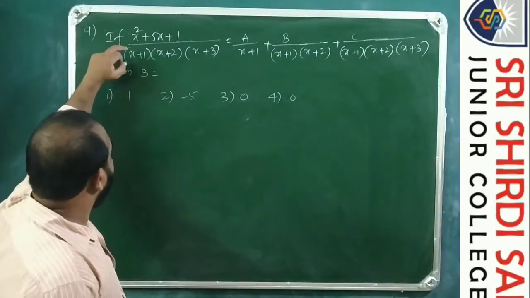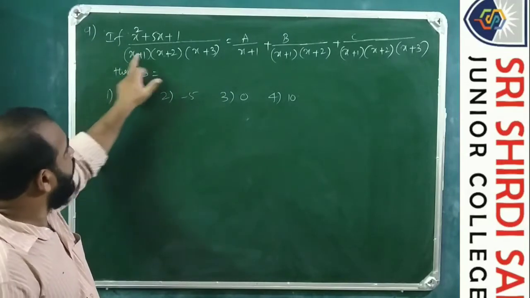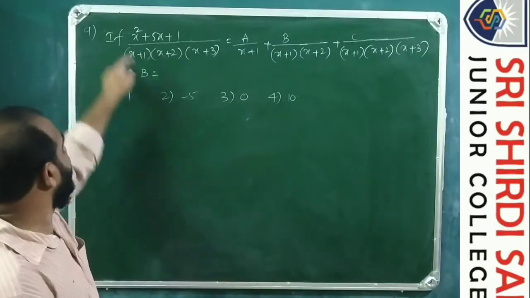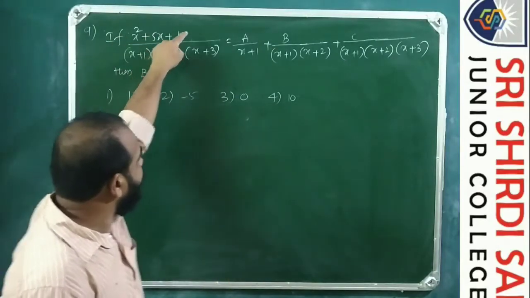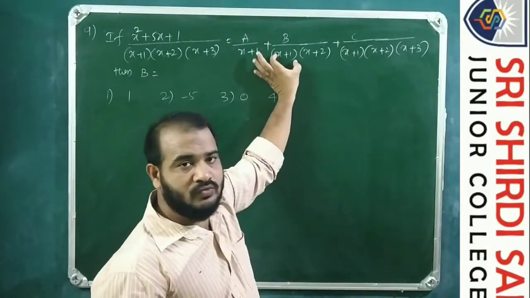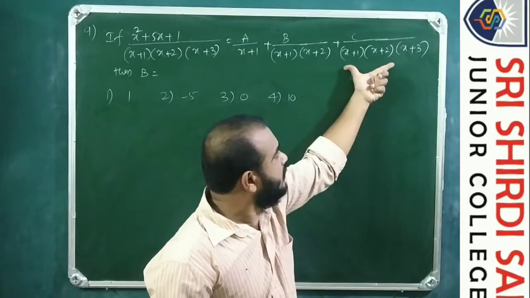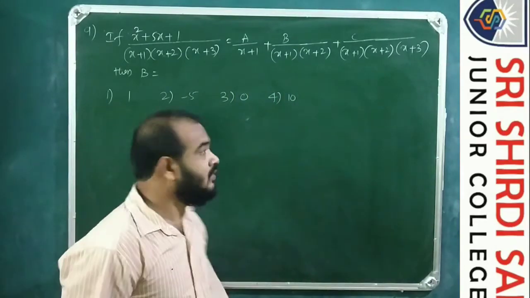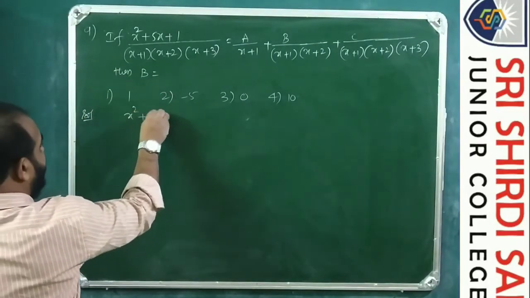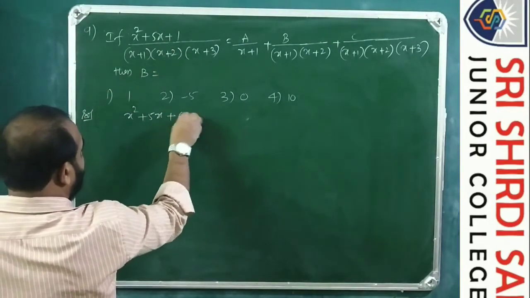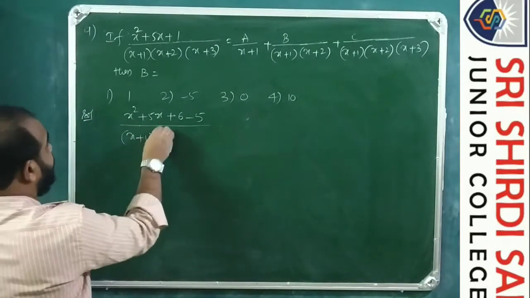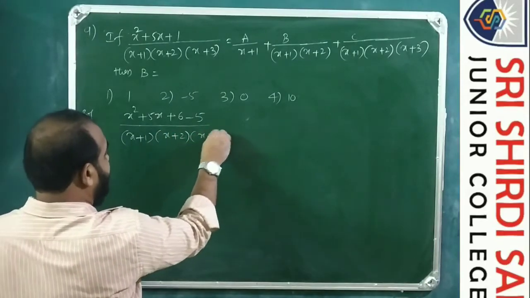So normally if we see, the denominator contains 3 non-repeated linear factors. So actually it is supposed to be a by x plus 1 plus b by x plus 2 plus c by x plus 3. A by x plus 1, b by x plus 2, c by x plus 3; x plus 1 should not be there in the second term, and x plus 1 into x plus 2 should not be there in the third. But the question is like this. So x square plus 5x plus 1 can be written as 6 minus 5 by x plus 1 into x plus 2 into x plus 3.